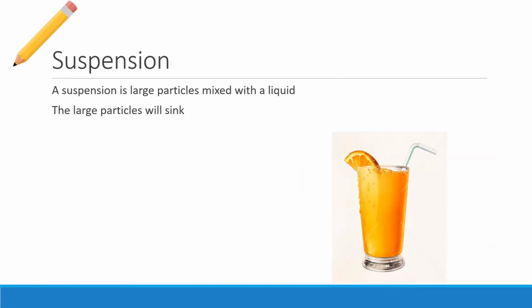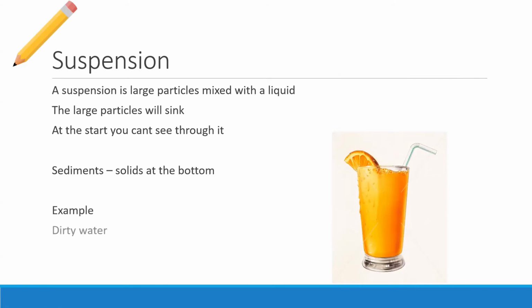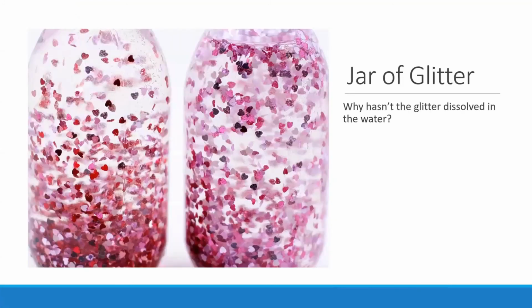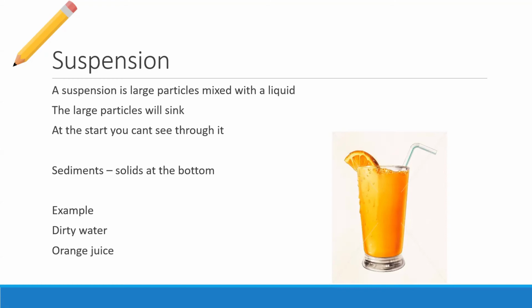At the start, you can't see through it. Sediments are at the bottom. Here are some examples: dirty water, orange juice, boba tea or milk tea.